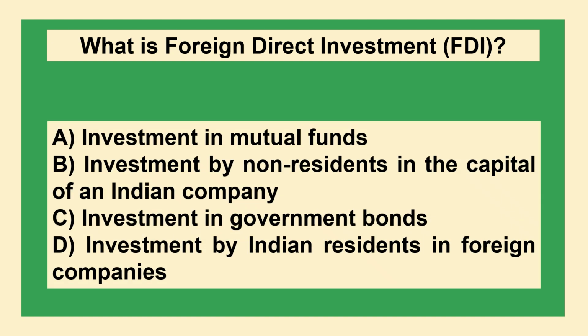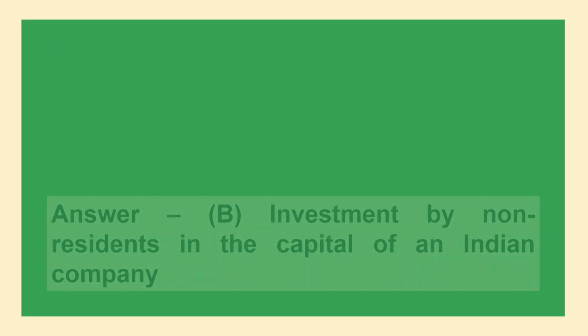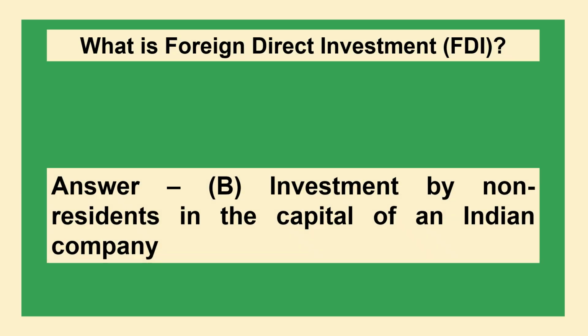What is foreign direct investment? Option A, investment in mutual funds. Option B, investment by non-residents in the capital of an Indian company. Option C, investment in government bonds. Option D, investment by Indian residents in foreign companies. The answer is option B, investment by non-residents in the capital of an Indian company.